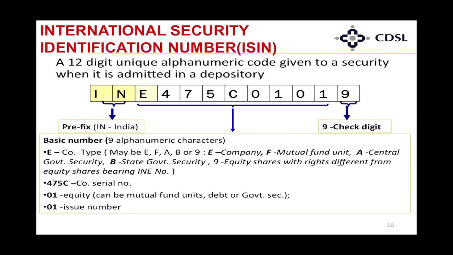If you see E, that obviously means it's equity, which is different for different securities. For example, if it's a mutual fund, it would be F instead of E. And then there is a 4-digit serial number, that is the company serial number. Then comes 01, which stands for, again, equity, and the next 01 stands for the issue number. So the next issue would be 02 and so on. And the last digit is a check digit.